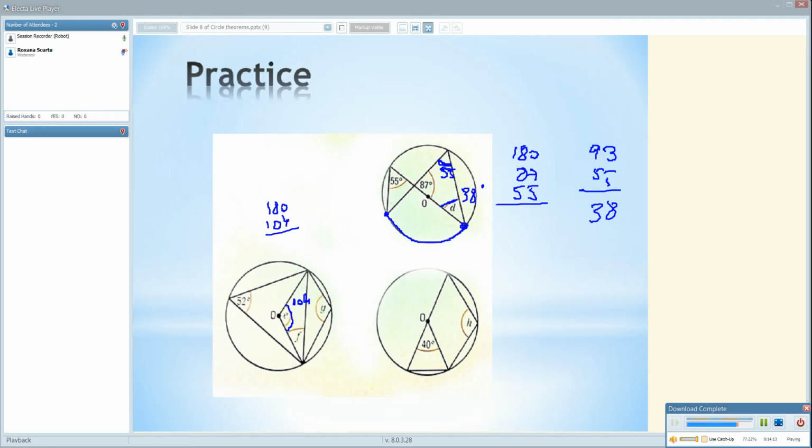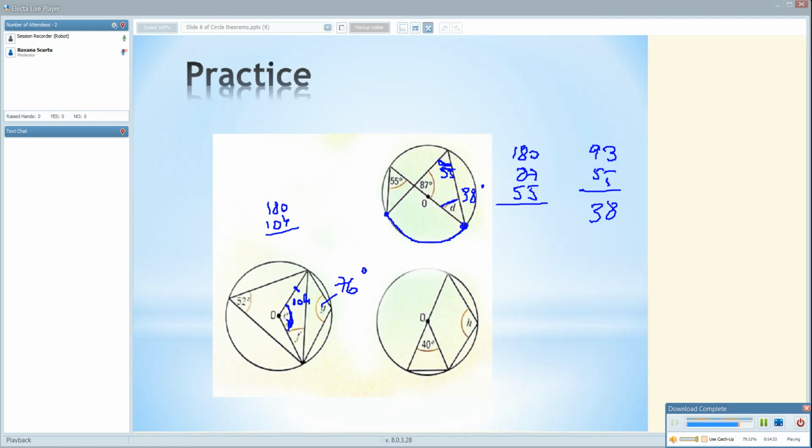Now angle G is going to be 180 minus 104 because as you can see there's a quadrilateral here and these two angles are opposite. So altogether they're going to add up to 180. So it's going to be 76. Yeah, this one is 76 degrees.